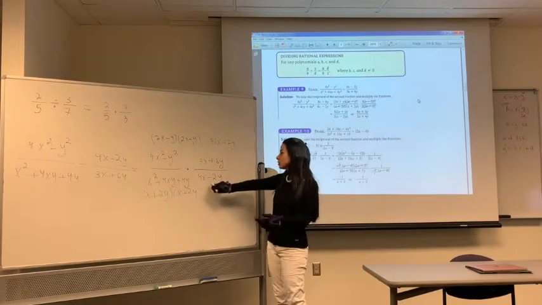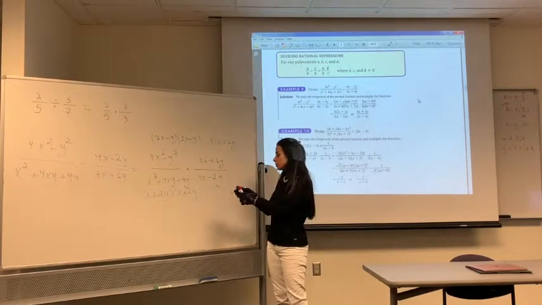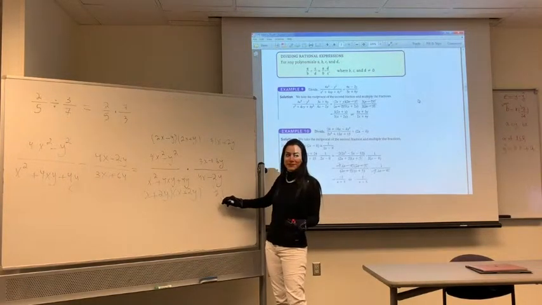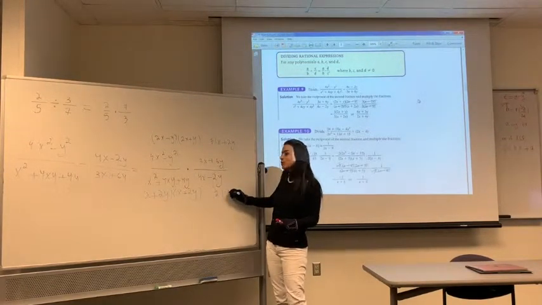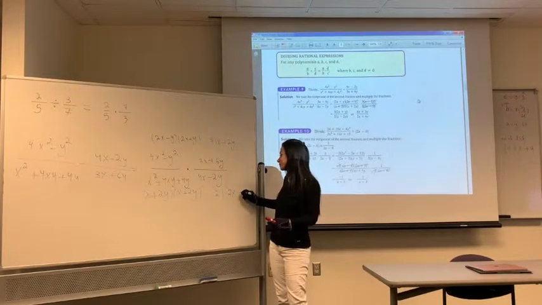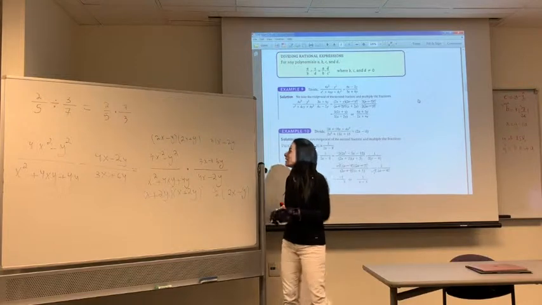So what we bring out here? 2. 2 what? 2x. 2x minus y.